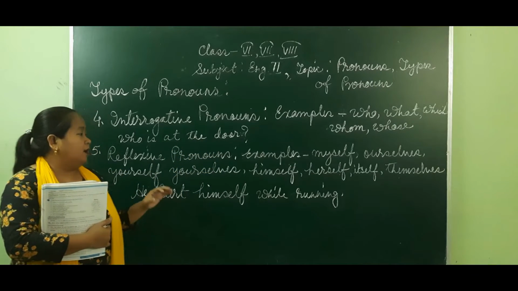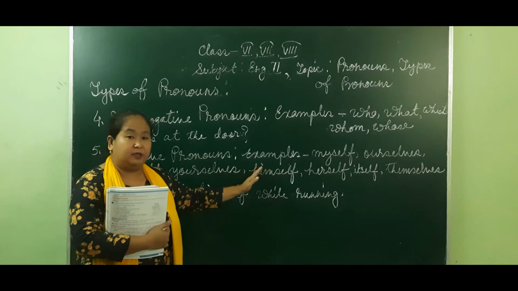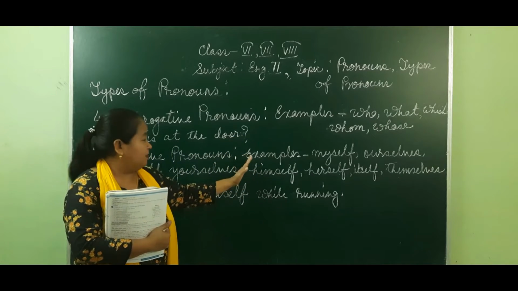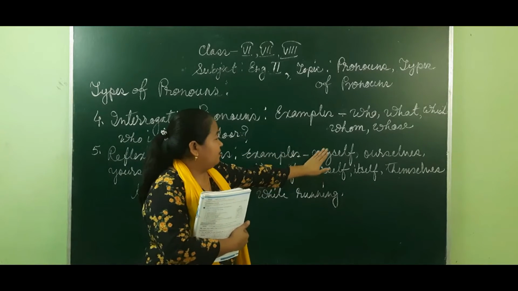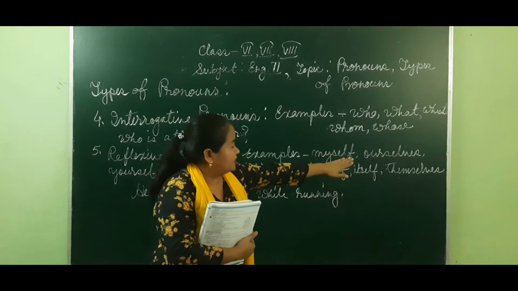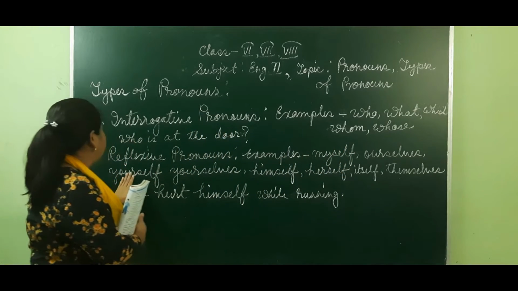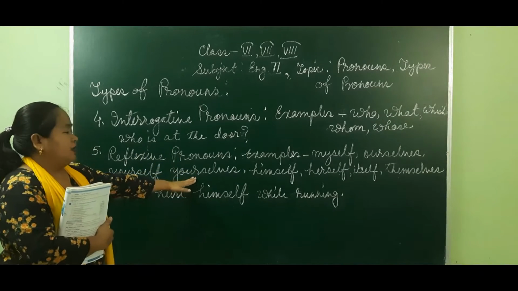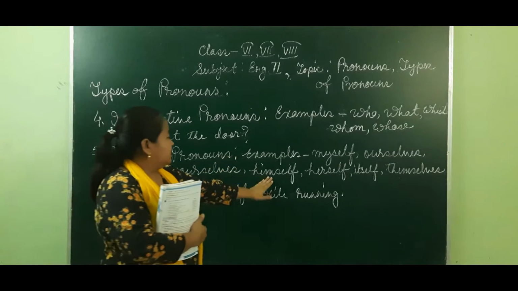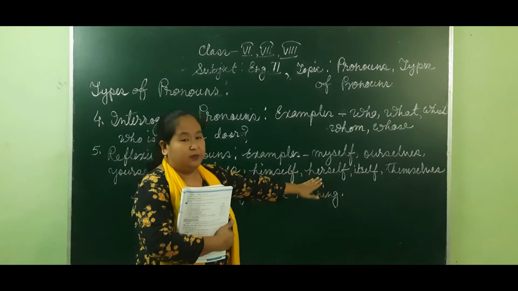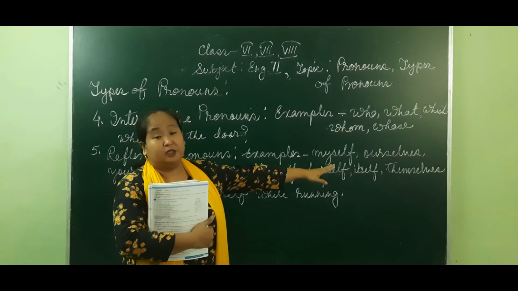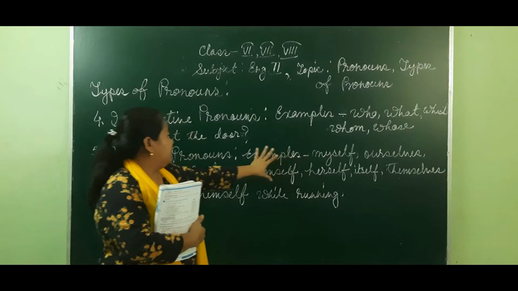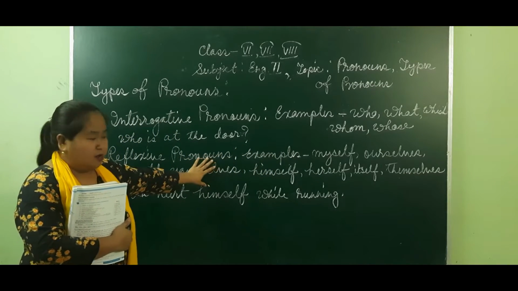Meaning the action performed by the subject goes back to the subject. Examples are myself, first person singular; ourselves, first person plural; yourself, second person singular; yourselves, second person plural; himself, herself, itself, third person singular; themselves, third person plural. So these are the examples of reflexive pronouns.